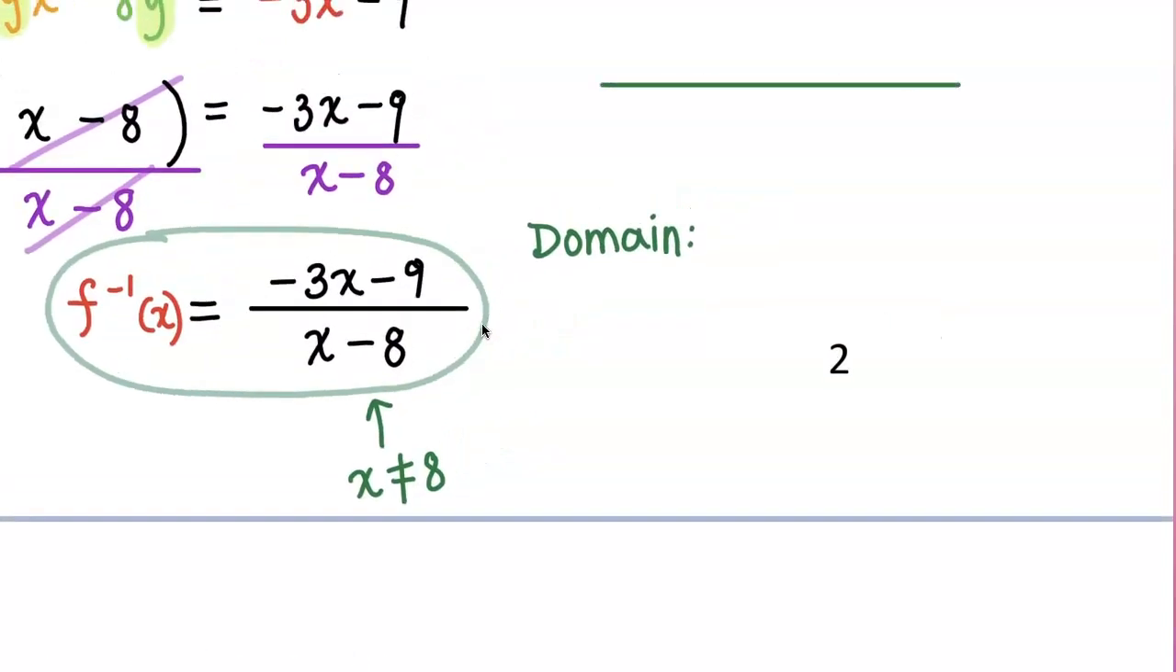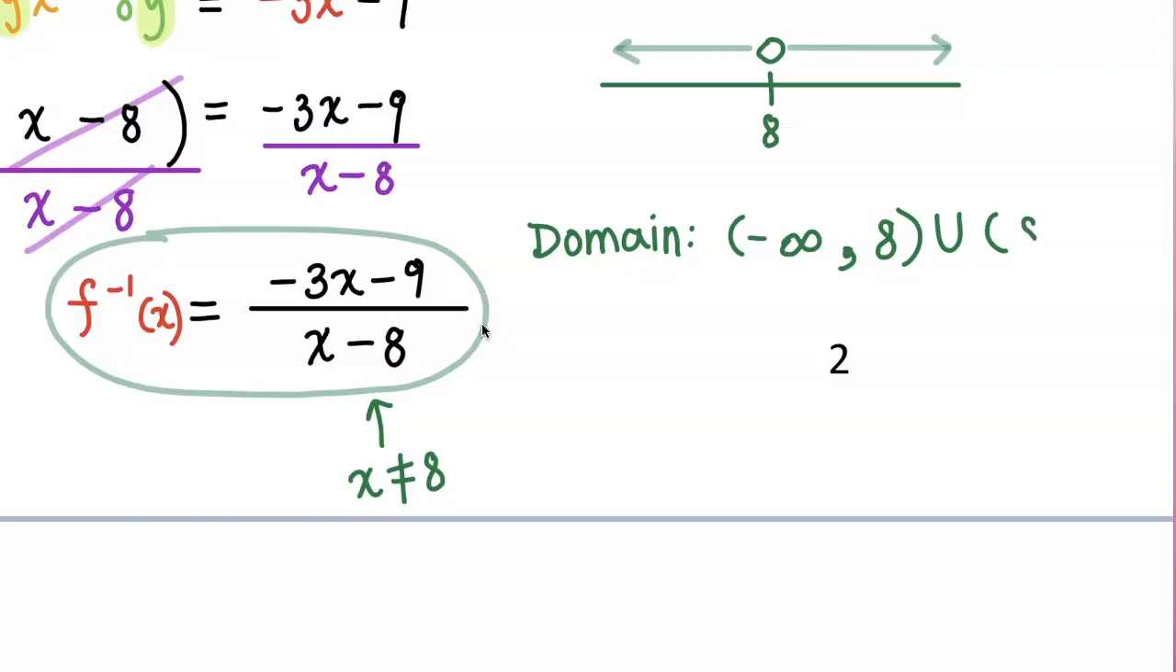So this is what it will look like in a picture. Everything to the left of 8, everything to the right of 8, but not 8. So how do you write that in interval notation? Negative infinity to 8, union 8 to positive infinity.